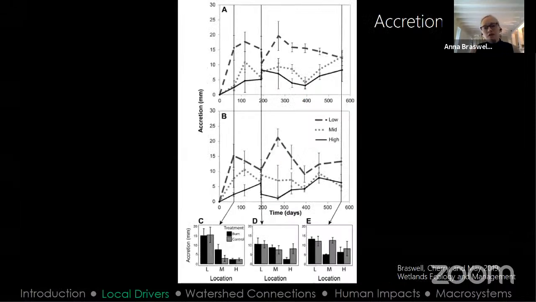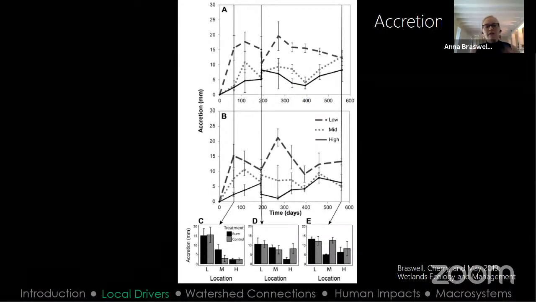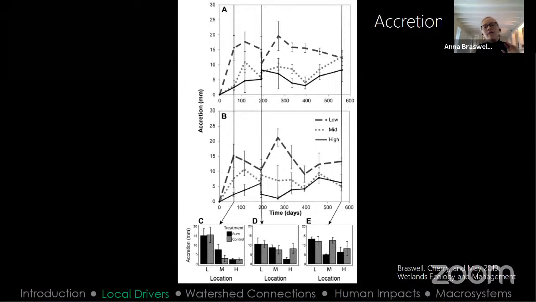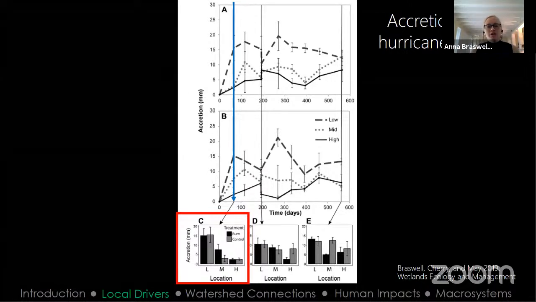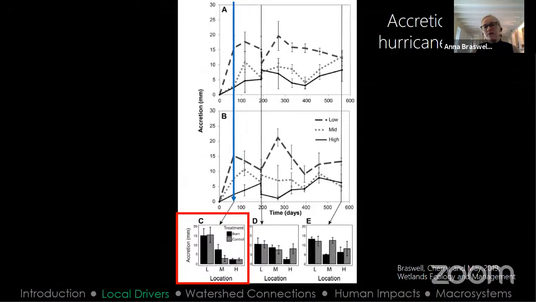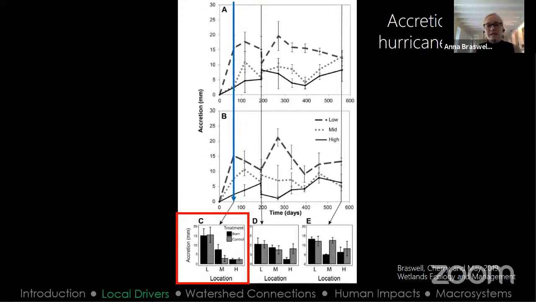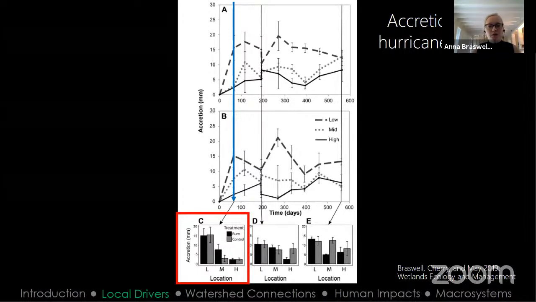We also looked at accretion. So again, this is accretion on the Y, and then A is our unburned and B is our burned. We saw that with accretion, this hurricane, the blue arrow coming down, really drove the accretion gains that we saw across the study. And those accretion gains from the hurricane lasted pretty much the whole study. So in some instances, we saw up to 15 millimeters of accretion post-hurricane, and that persisted.